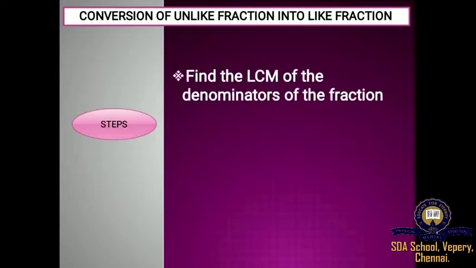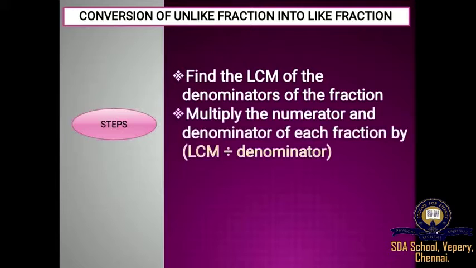First we have to find the LCM of the denominators of the given fractions. So if unlike fractions are given, in order to convert them into like fractions, first we have to find the LCM of the denominators. Next, we have to multiply the numerator and denominator of each fraction by LCM divided by denominator. So we divide the LCM by the denominator and multiply the numerator and denominator by the number we obtained, in order to get the like fraction.